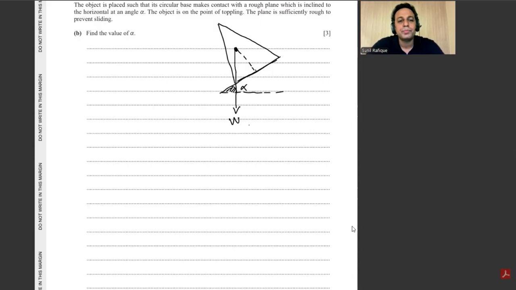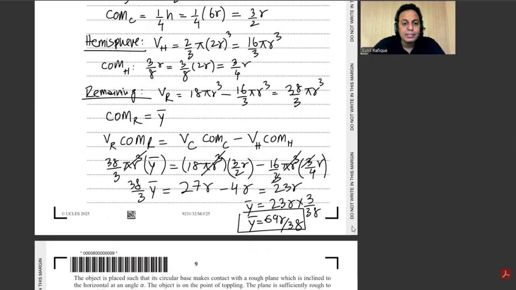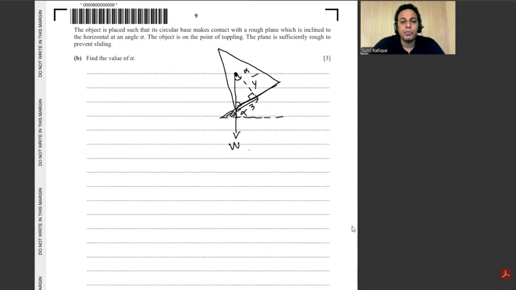It's a bit clumsy drawing, but you get it. This angle is going to be alpha as well. You know why? Because this is a 90 and that's a 90 minus alpha, and they are vertically opposite. You can zoom in and make it again and check this out. This is y bar, the y coordinate of the center of mass, which we just found. And this is the radius, so that's going to be 3r, right?